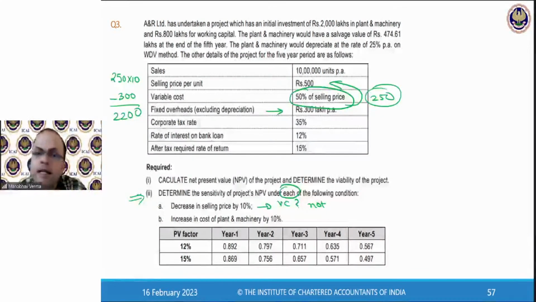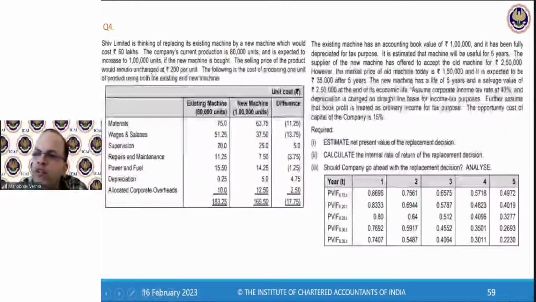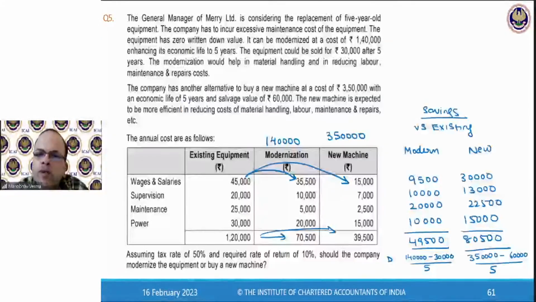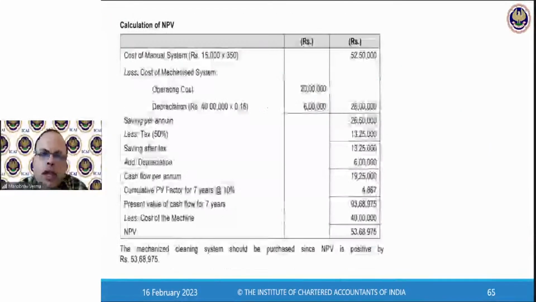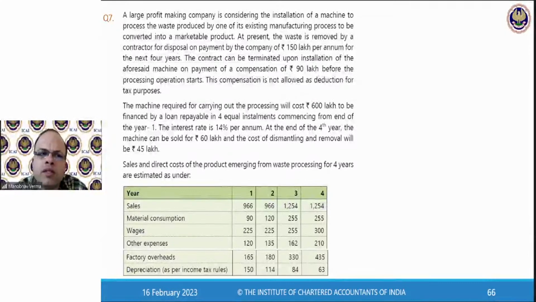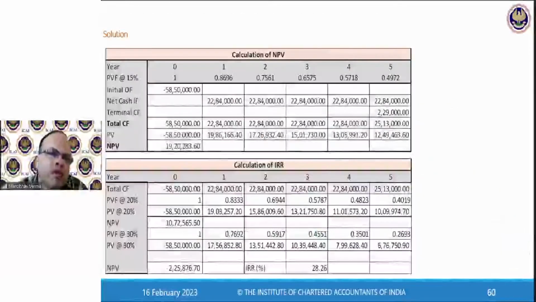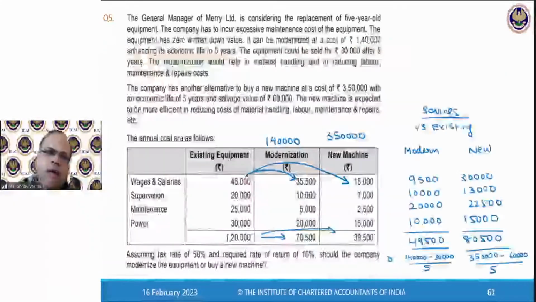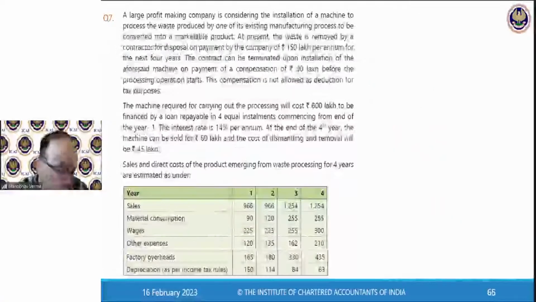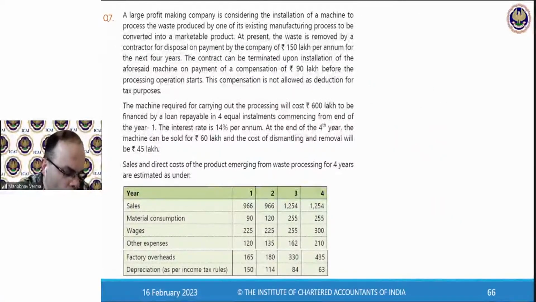Okay, guys. Let me just show you, there are a few more questions here which I'm intentionally giving you for homework. One is this Shiv Limited, which we covered, and one is in the last, question number 7. So I'm giving you a couple of questions as homework, guys: question number 4 and question number 7. I'm sure you guys will enjoy working on them. And I will be uploading the solutions file. I want you to work on these questions first, probably by end of tomorrow.